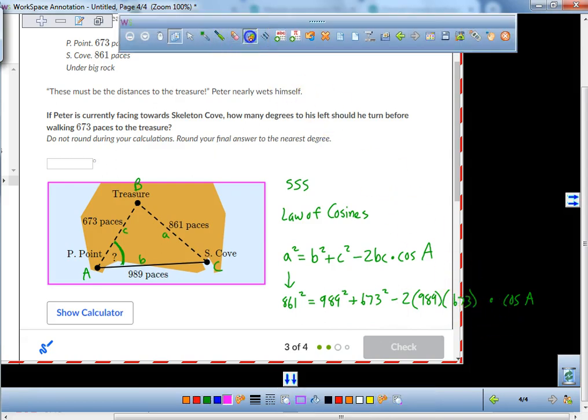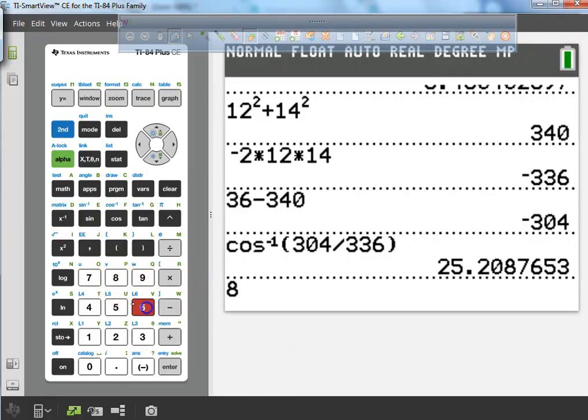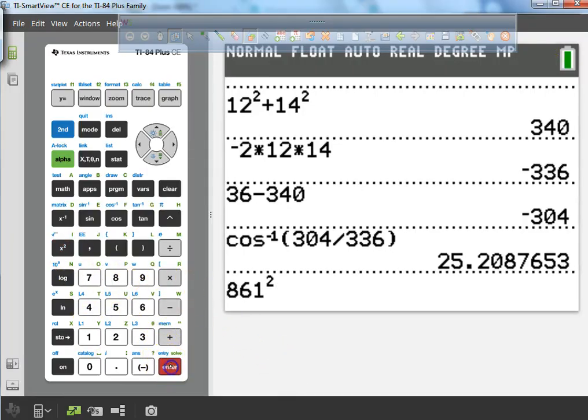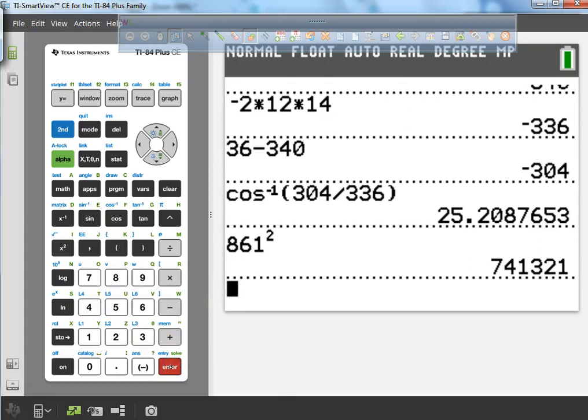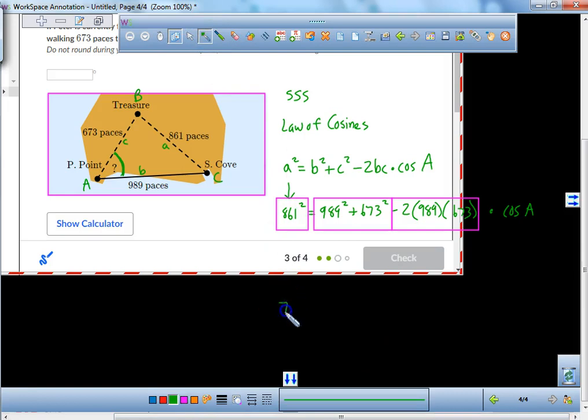Now, when we're finding the measure of an angle, you want to make sure you do this separately, do this separately, and then do this right here separately. So I'm going to go ahead and make sure I do this nice and neat. So we're starting with what? 861 squared is, holy cow, 741,321. Make sure I did that right.